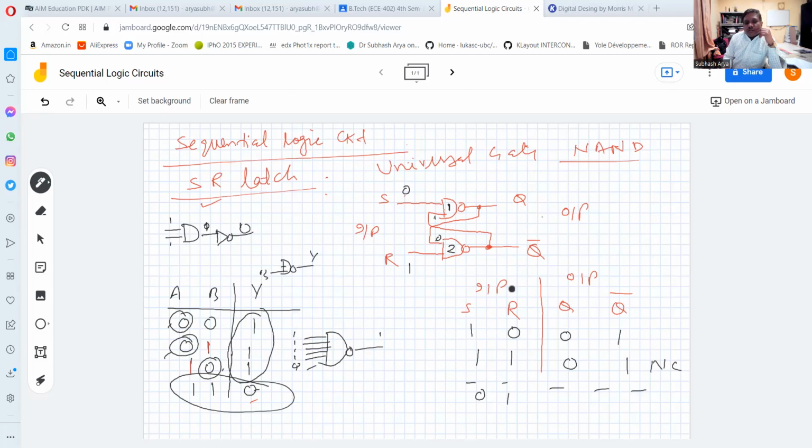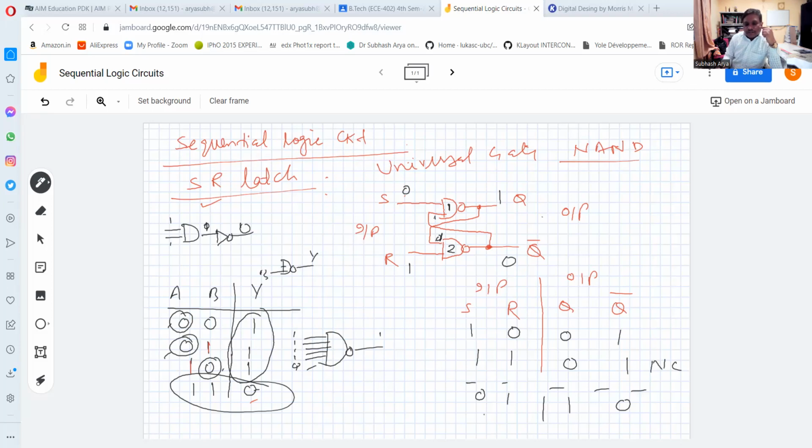So what will the output of the first NAND gate be? Immediately we can tell, because any input 0 in the NAND gate means output 1. We can write here 1. And this 1 is coming here. So 1 1 will be 0. So Q bar will be 0. So when S is equal to 0 and R is equal to 1, the output will be 1, 0. Q will be 1.